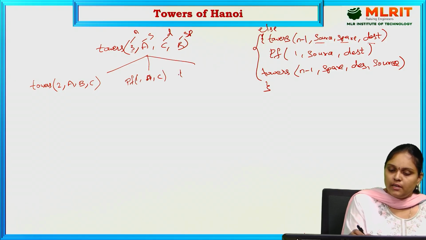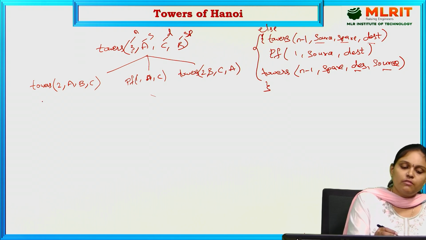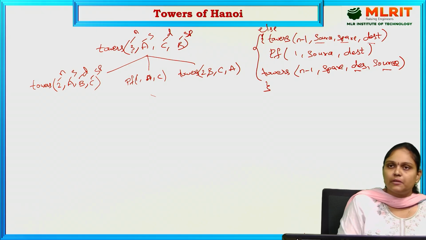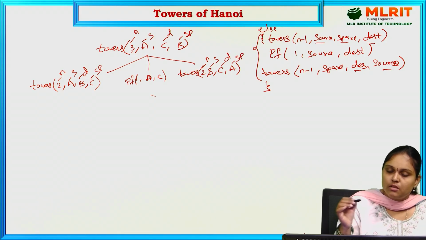Next, again towers n minus 1 disks, that is here n is 3, so 3 minus 1 is 2. From spare B and the destination is C, and the next source here is A. So now we are calling the towers function with n value as 2, A as source, B as destination and C as spare. And this is n, this is source, this is destination and this is the spare.